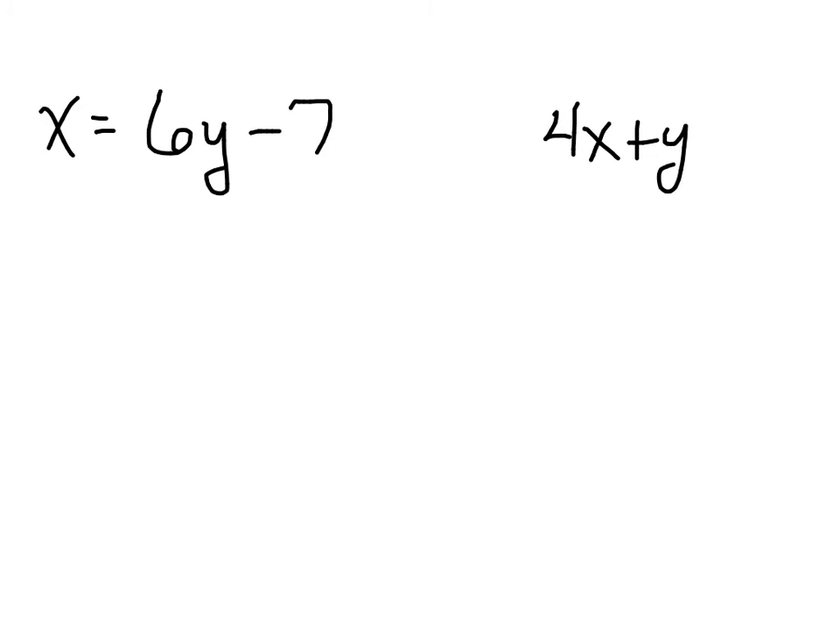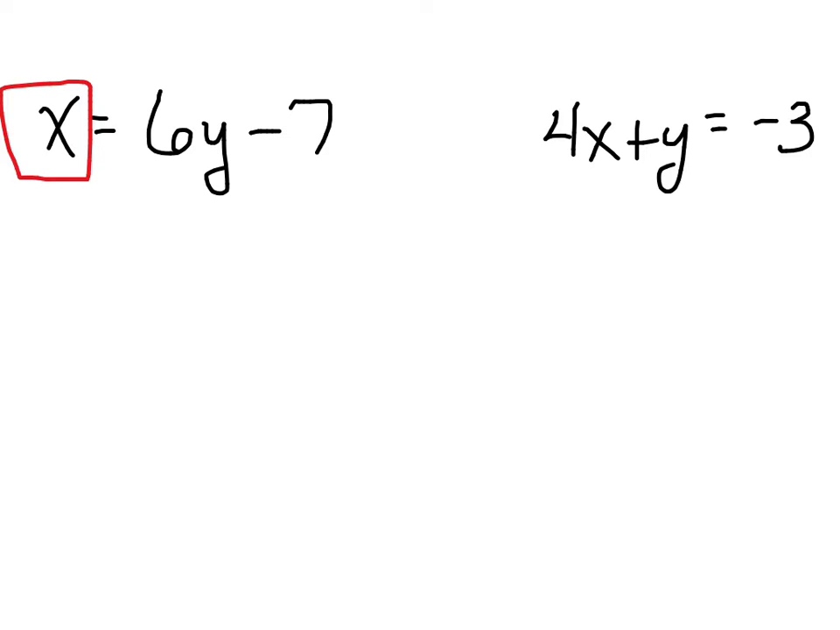Next one. x equals 6y minus 7. 4x plus y equals -3. So now we have to do step 1. Solve one of the equations for one of the letters. Is one of the equations already solved? Yes, it is. So I don't have to move anything, because we have x equals right here all by itself.